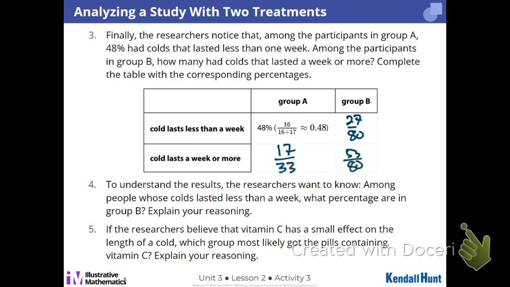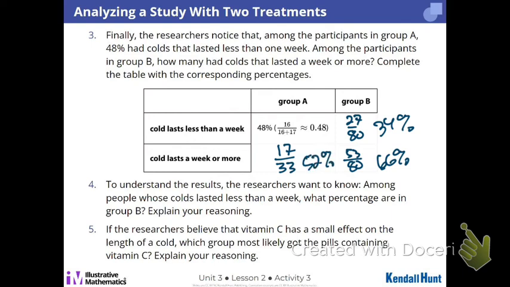Again, it's out of group A, of group B people, our total's different. Of group A, of group B, our total's different. So we're going to just do some division to get some percentages. That's about 34%. 53 divided by 80, that's about 66%. And 17 divided by 33, that's about 52%.